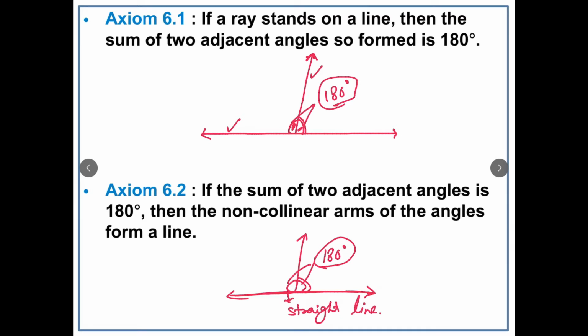Simply understand that if we are given that the baseline is a straight line, in this case it is given that this is a straight line, then the ray which stands over it will make two angles, and the sum of those two angles will always be 180 degrees. So, if the baseline is a straight line, then the sum of the adjacent angles will always be 180 degrees. And axiom 6.2 says, if the sum of the adjacent angles is 180 degrees, then the baseline will be a straight line. That's what axioms 6.1 and 6.2 say.